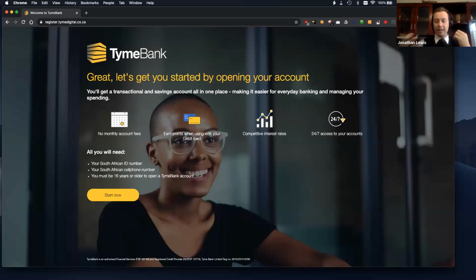We wanted to bring that features and that experience to all of our users, not just users that actually have access to those stores. Now, all you need to do at TymeBank to get an account is a South African ID number, and if you're going through the web portal, a cell phone number. If you are going through our physical kiosk, it's just your biometrics, and you need to be 16 and older.